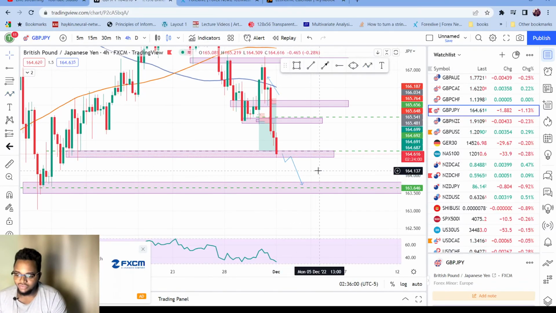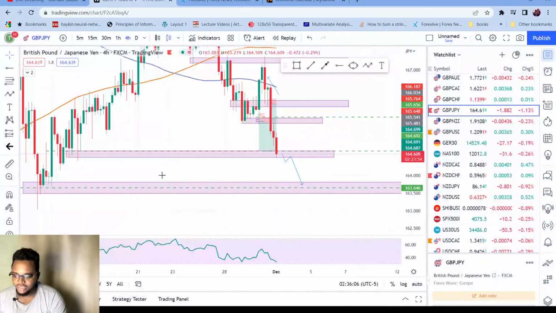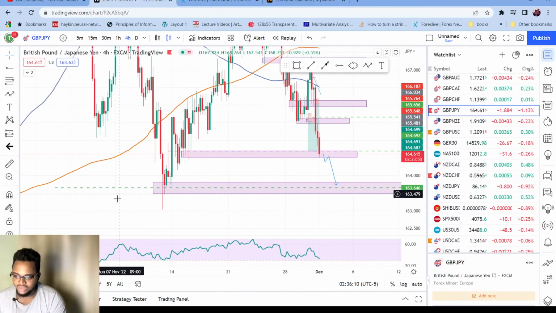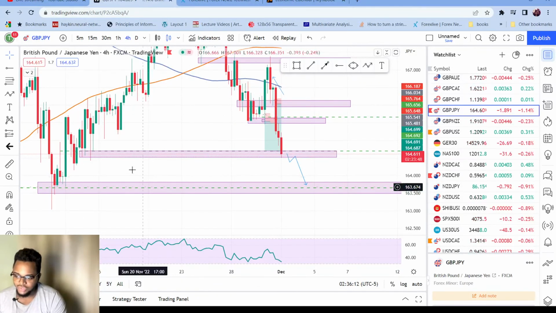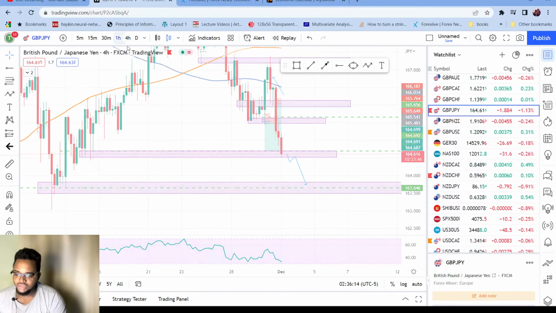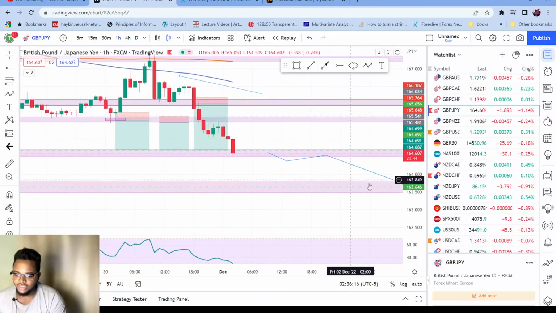Provided that we do get that volume, price should push past this area and continue to the downside, right? Because this is the next target area right here within these zones that we are seeing. So take a look here at the 1 hour and let's see what we can get.